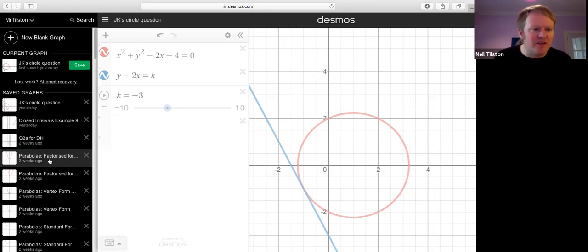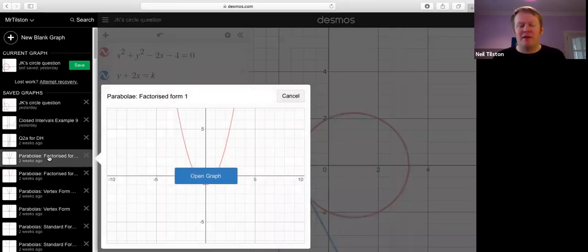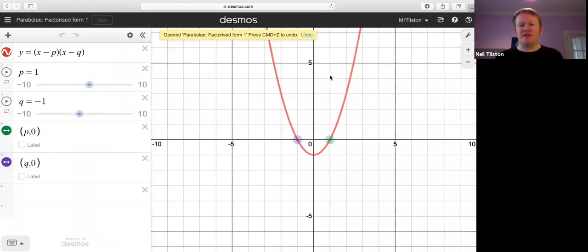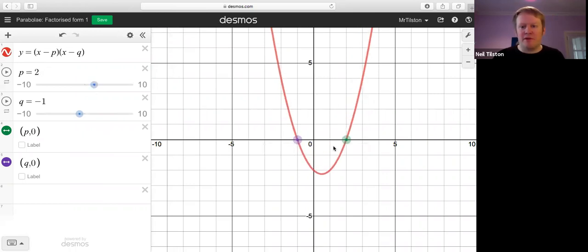What was another one I did? So one time I dug this one out when I was teaching parabolae in factorized form. I threw this together, just showing kids how that works. So when you're working on teaching factorization to a National 5 class, what's the purpose?